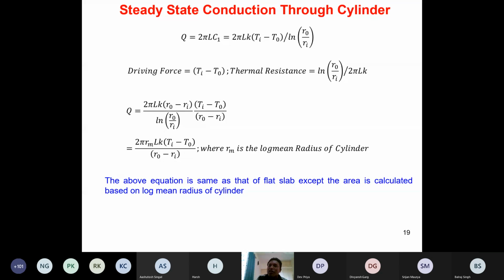Okay, clear? The only difference here is that the area calculated in this case is based on the log mean radius of the cylinder. Is it clear to everyone? So if you analyze this expression with respect to the expression obtained for the flat slab, the only difference is that the area required in this case will be the area based on the log mean radius. Okay. Now similar to this, let's move to another case, the sphere.